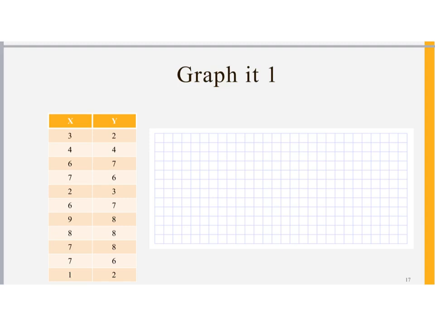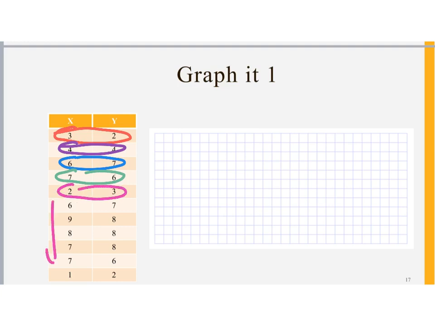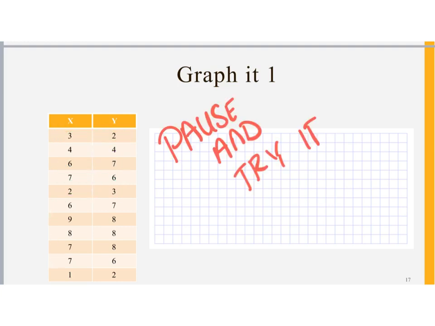Now it's your turn to try graphing it with some scratch paper. Keep in mind that the coordinates go together. The first coordinate is 3, 2. The second one is 4, 4. The third is 6, 7. The fourth is 7, 6. The fifth is 2, 3, and so on. Pause here and create your graph, then hit play.